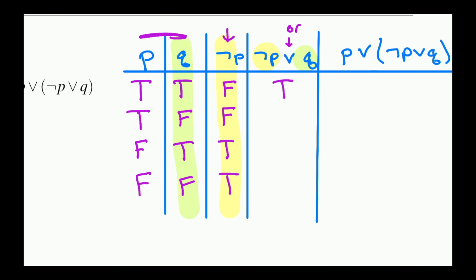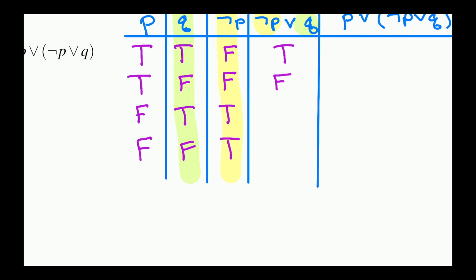And then we have false or false. Well, false, false was the only one that comes up false. And then we have true, true. True or true is true. And then false or false is true, right? The only time you get false is when you have two falses.